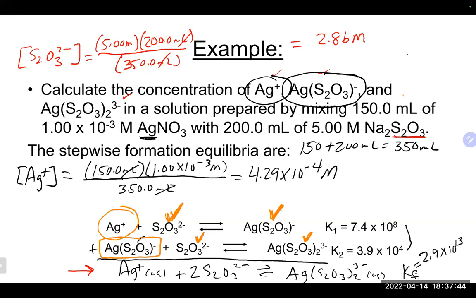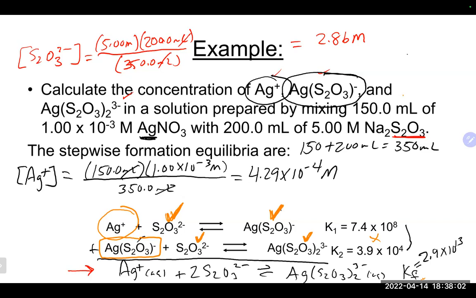The KF value here? It's by multiplying these two numbers. As we talked about in the equilibrium chapter, if you add two reactions together, to get the K value for the one that you got from adding them together, you multiply the K values together. Other questions?